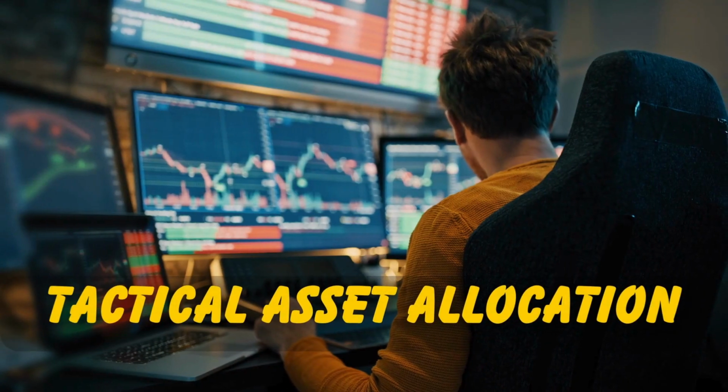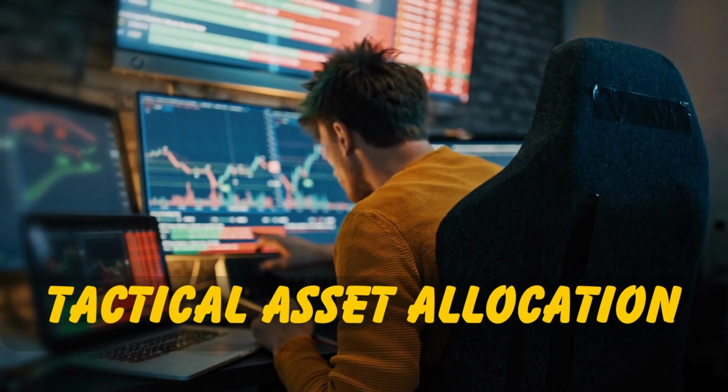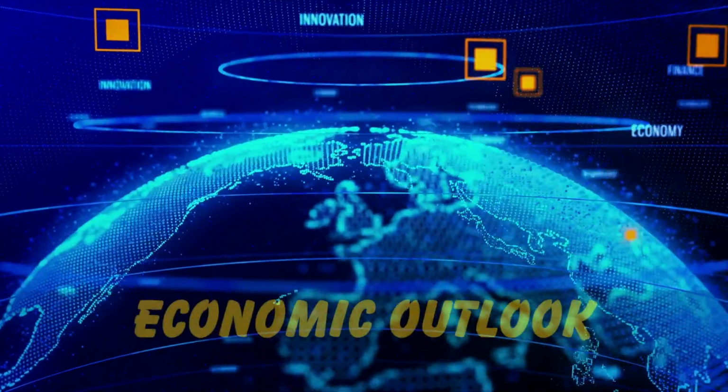The second strategy that is used by somewhat active investors is tactical asset allocation. Under this strategy, an investor starts with a fixed mix of assets but makes short-term changes to the mix depending upon the market conditions and the economic outlook. Unlike strategic asset allocation, tactical asset allocation allows deviations from the long-term target mix.